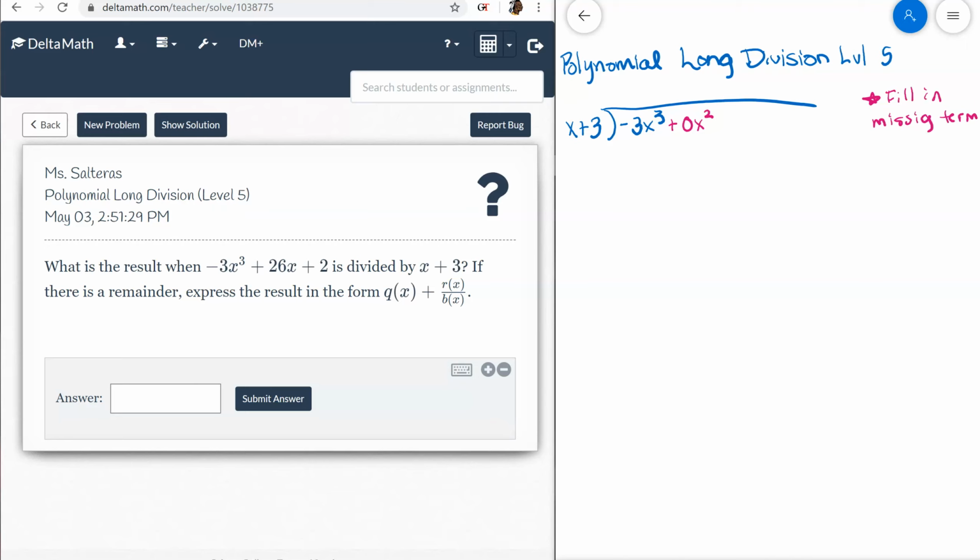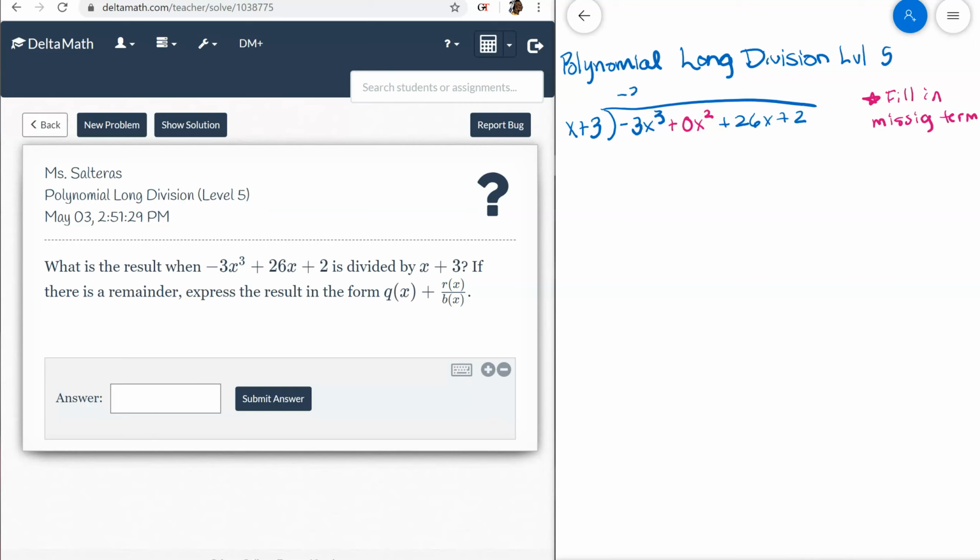And then, are we missing anything else? No, so we're just rewriting what we are originally given. That's really it for this section. You just have to make sure that you're filling in that missing term with that missing exponent. Now it looks just like the level 4 version. I'm going to go a little bit faster in going through these. If you need a more broken down explanation, watch the level 4 version of this.